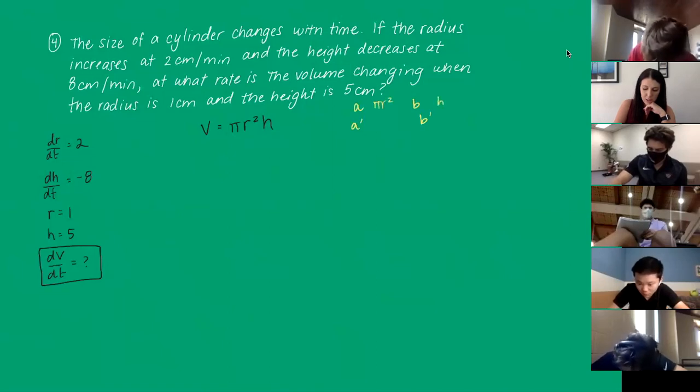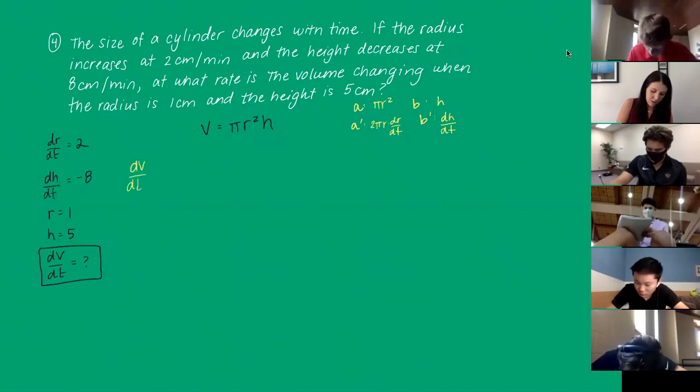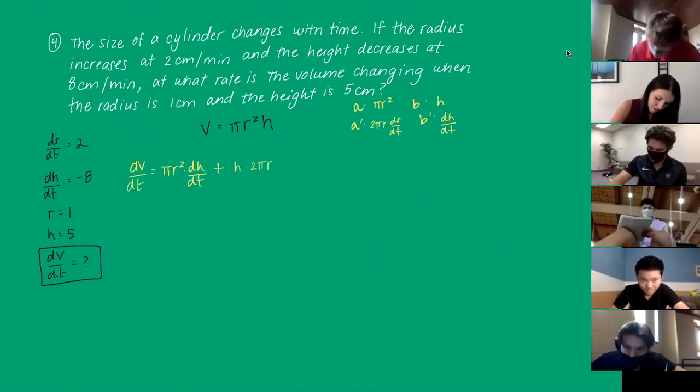H. What's the derivative of pi r squared? I got 2 pi r dr dt. Fantastic. And the derivative of h? dh dt. Perfect. Okay, so let's plug all of that information in. Chirag, what did you get for your derivative? On the left side, what would you write? dv dt equals pi r squared times dh dt plus h times 2 pi r dr dt.